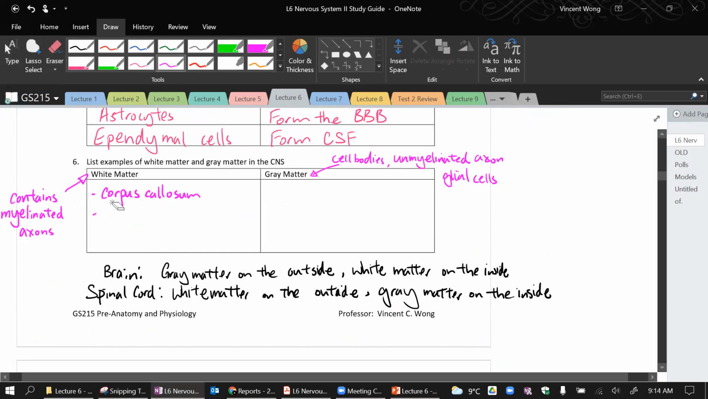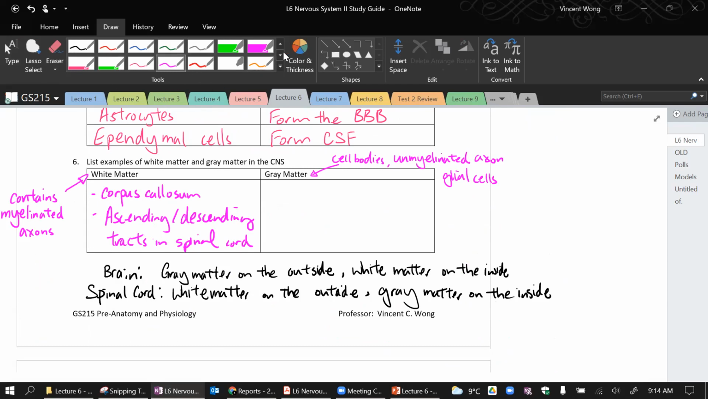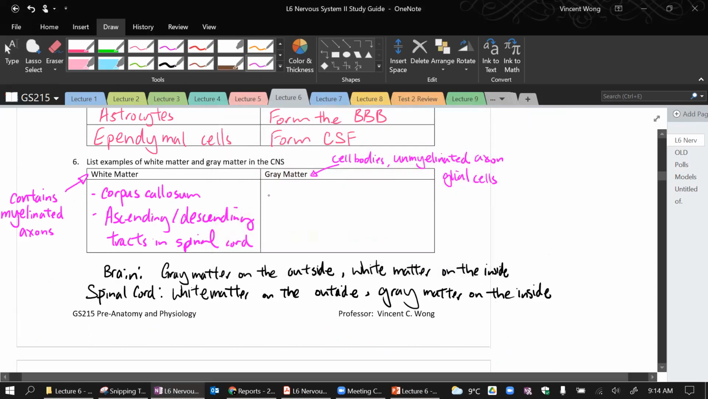Other examples of white matter, we have the ascending and descending tracts in spinal cord. All right. Gray matter. So there's the thalamus. There is the cerebral cortex. And also the inside of the spinal cord, which forms like a butterfly shape. So the butterfly in spinal cord.